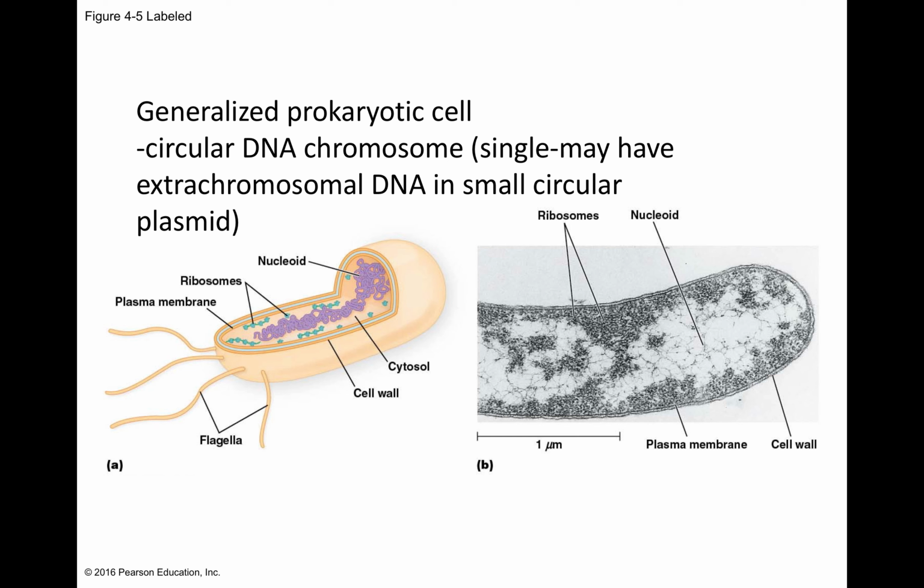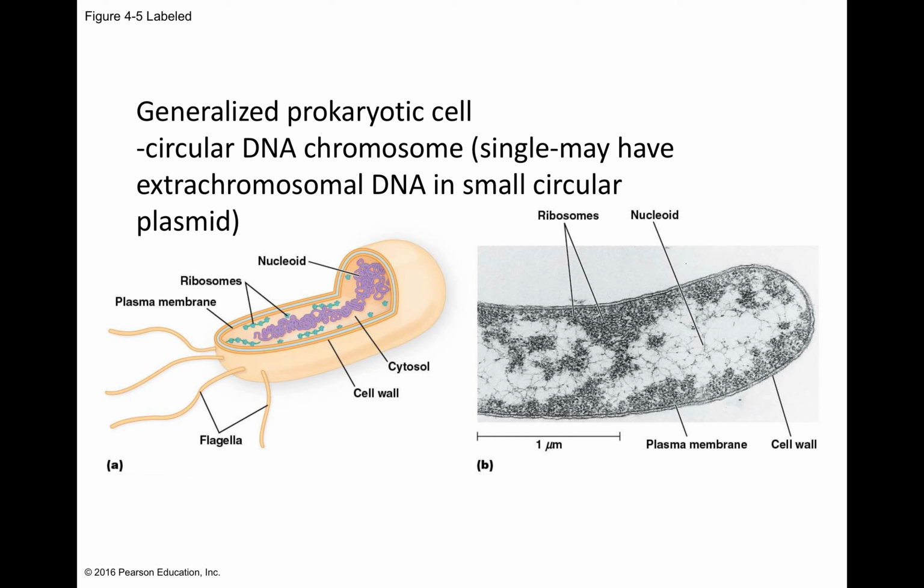It had a cell wall on the outside, a cell membrane inside that cell wall, and then a circular piece of DNA that was all wrapped up. Ribosomes floating in the cytoplasm can do protein synthesis. No membrane-bound organelles.